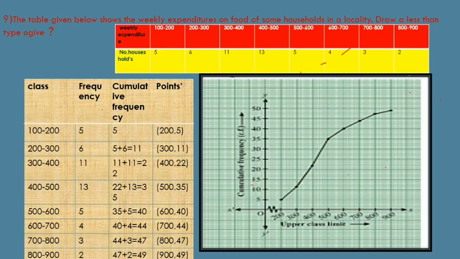So in some problems, they may ask us to draw both ogives, less than and more than type. If you draw both curves on the same paper, you get the more than and less than ogives, and where they intersect, draw one perpendicular line from the intersecting point to the x-axis, and where it cuts the x-axis, that value gives the median. So it is very easy to find the median if you draw two curves, that means two ogives, less than and more than ogives.